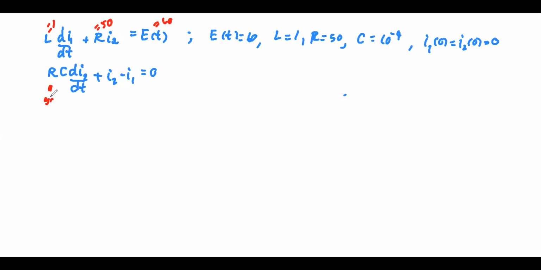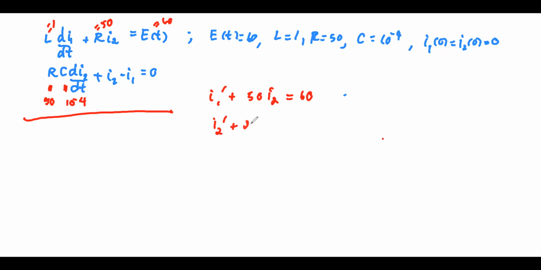R is 50. The C is 10 to the negative 4. So simplify and get things cleaned up. We should get, I'm going to write I prime: I1 prime plus 50 I2 equals 60. And the second one, the 50 and 10 to the negative fourth simplify to be 1 over 200, and multiply all by 200. We get I2 prime plus 200 I2 minus 200 I1 equals 0.